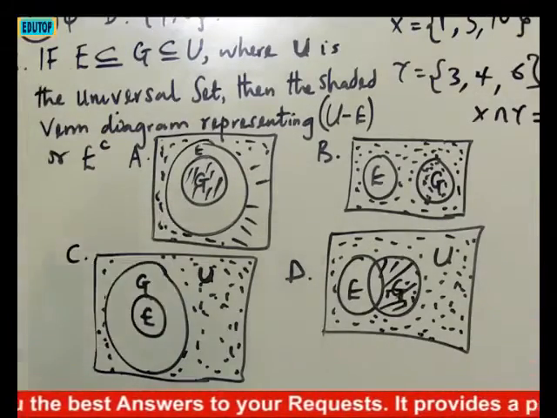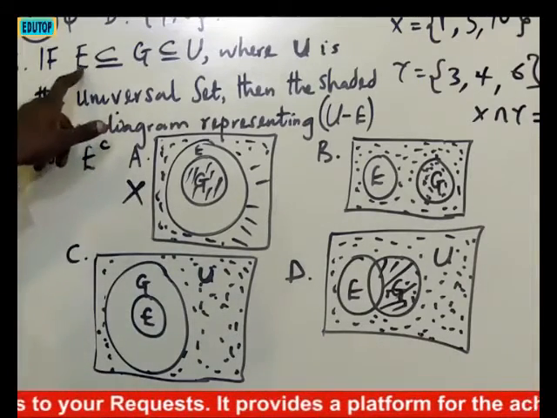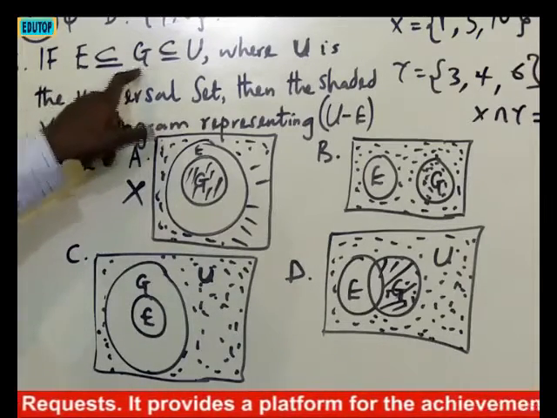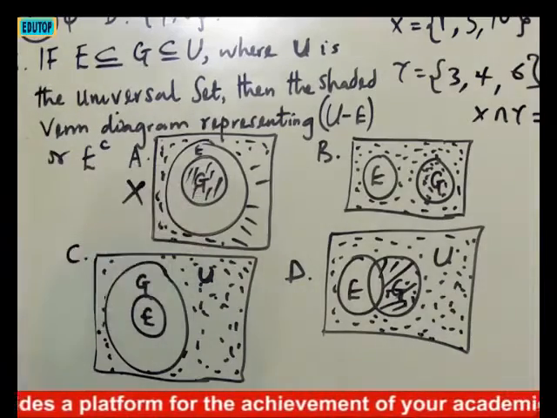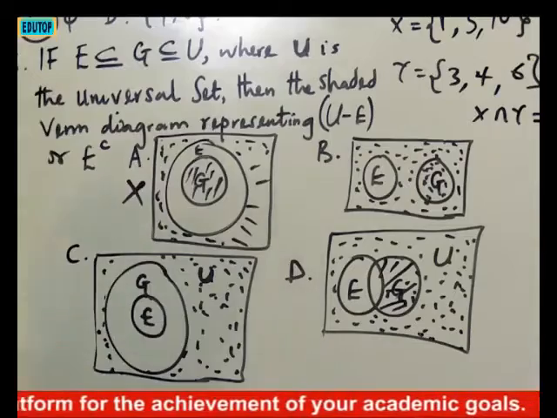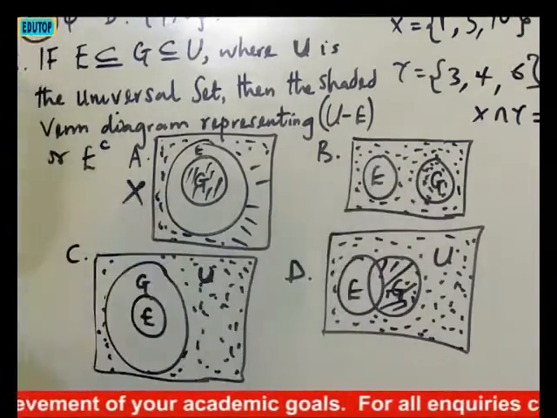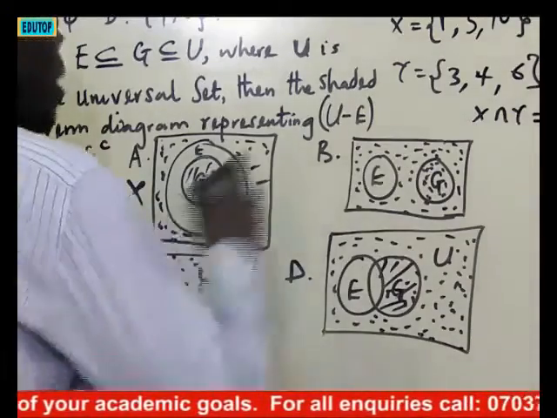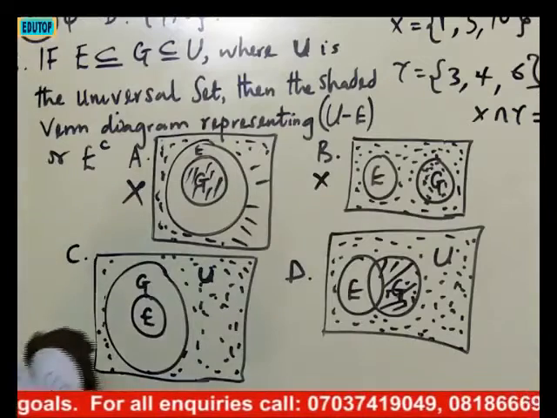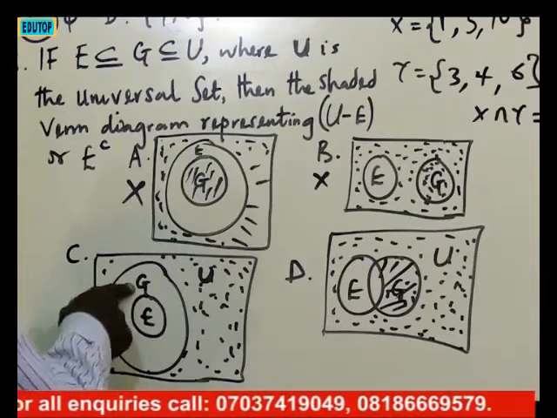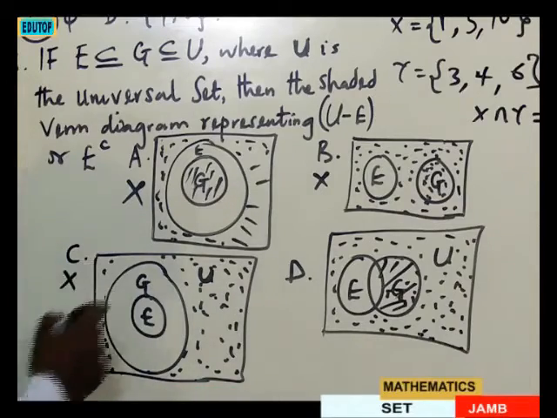Look at this. This one can never be the answer, because if E is a subset of G, that means G is bigger than E. And look at what you have. G is smaller than E here, so that's why A can never be. Then B can never be because there is no point of intersection. So automatically that is why B can never be the answer here. Then the C. Though G is greater than E, there is no point of intersection. So that's why it can never be.